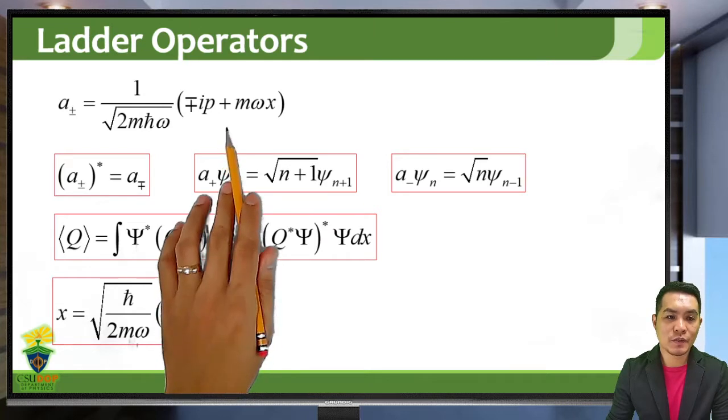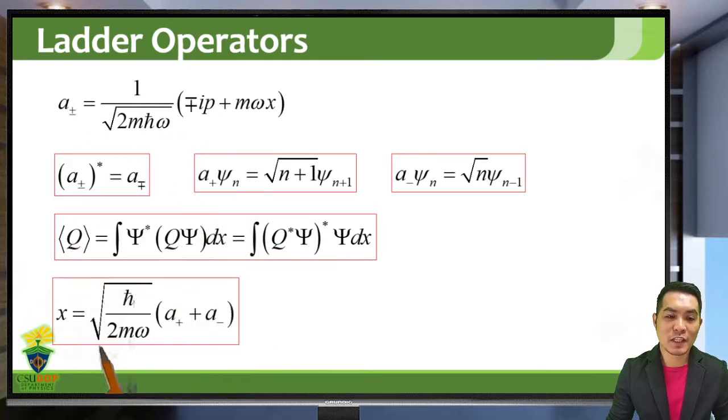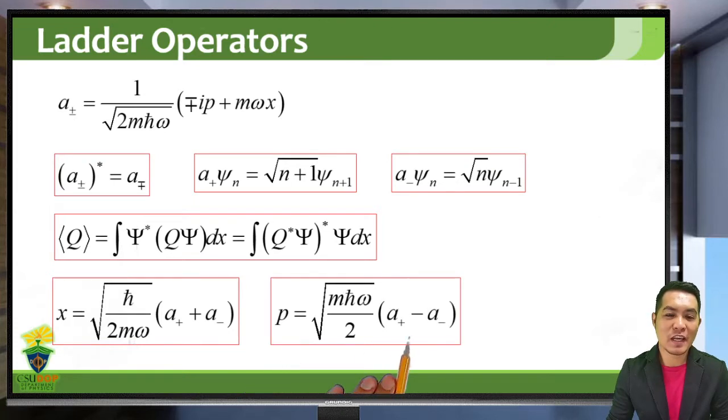Based on this definition, if you add a plus and a minus, you will actually get the position x. So you can write the position operator in terms of the ladder operators. But again, this is only applicable if your particle is trapped in a harmonic oscillator potential. Take note, you do not use this form if the particle is trapped in another type of potential. Similarly, if you subtract the raising and the lowering operators, you will get the operator form of momentum.